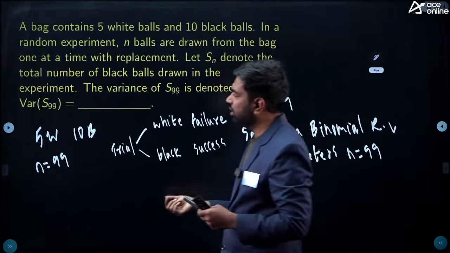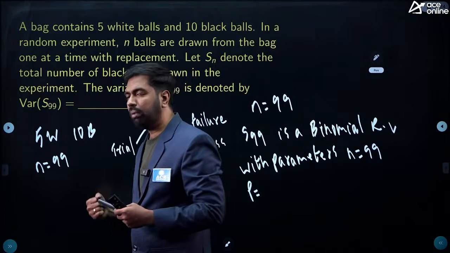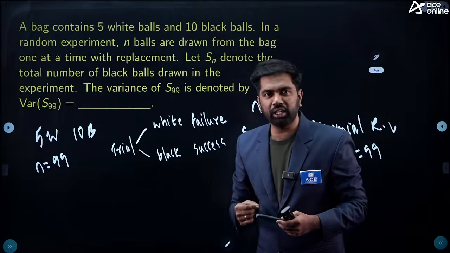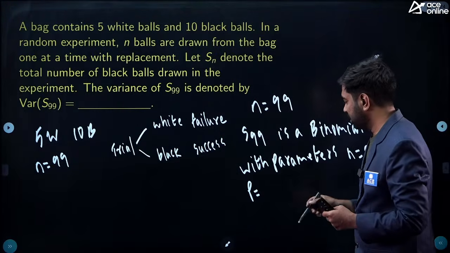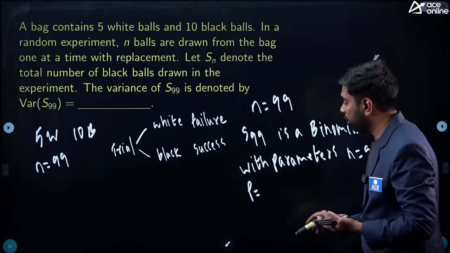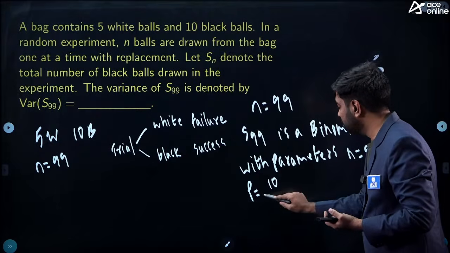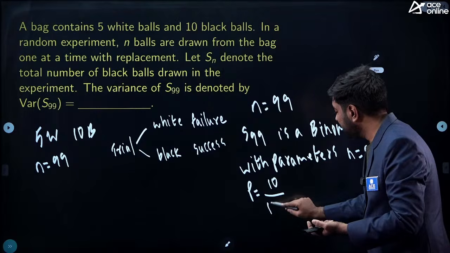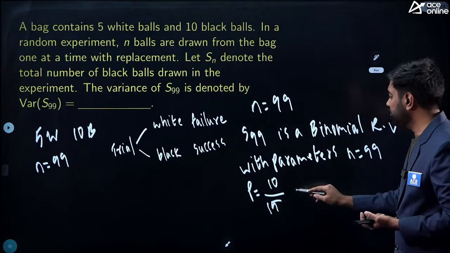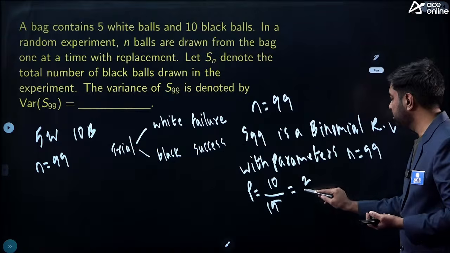Every time in the bag there are 5 white and 10 black. What's the probability of drawing a black object? There are 10 favorable balls, 10 black balls among the total 15. So the probability of success is 2 by 3.